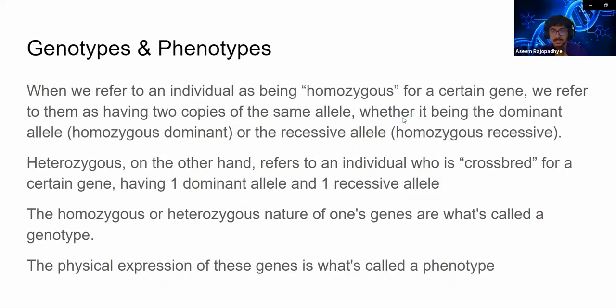So more about genotypes and phenotypes in and of themselves. When we refer to an individual as homozygous for a certain gene, we refer to them as having 2 copies of the same allele, whether it be the dominant allele or the recessive allele, which is homozygous dominant and homozygous recessive respectively. Heterozygous, on the other hand, refers to an individual who is crossbred for a certain gene. They have 1 dominant and 1 recessive allele. The homozygous or heterozygous nature of one's genes is what's called a genotype, and the physical expression of these genes is what's called a phenotype.